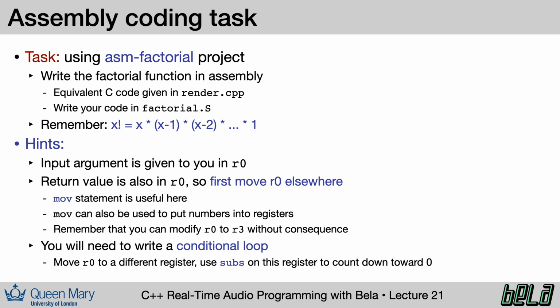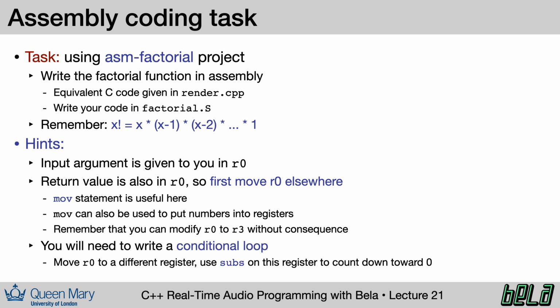Now, just a few hints as you set out on this task. The input argument to the factorial function is given to you in register R0. The return value will also be in register R0. Now you might find it useful to accumulate your result into R0 as you go along, multiplying it by successively smaller numbers. However, you don't want to lose sight of that first parameter that you had, so what you're going to need to do is first move R0 into a different register so that you can then use R0 to hold your result. The move instruction is useful here. It just copies a value from one register into another.